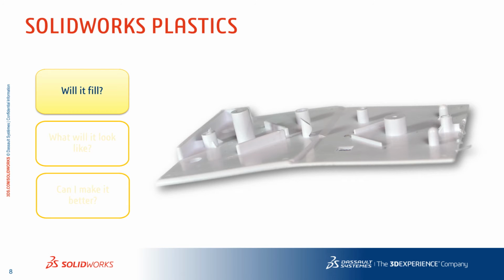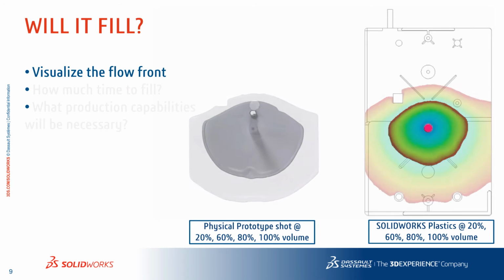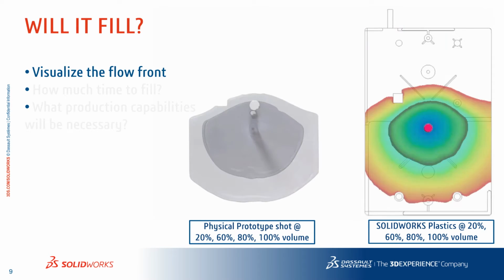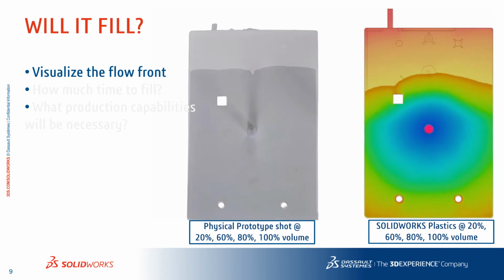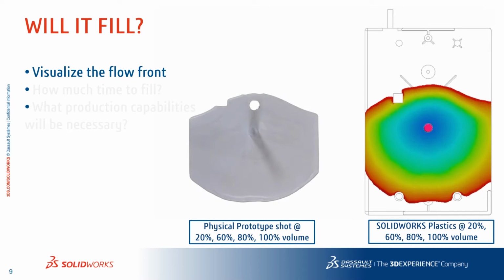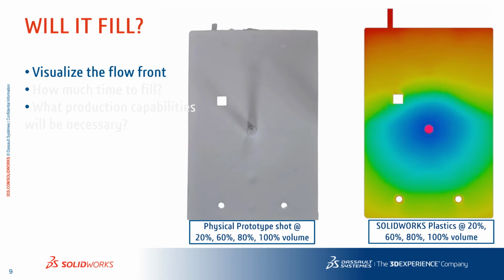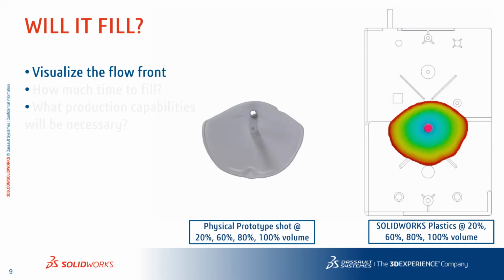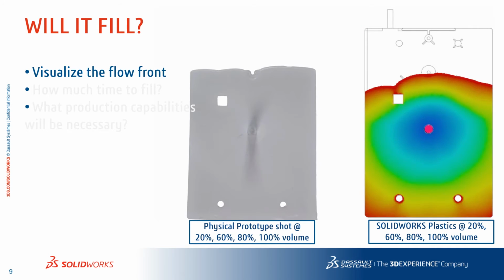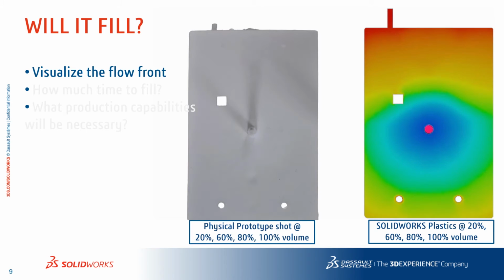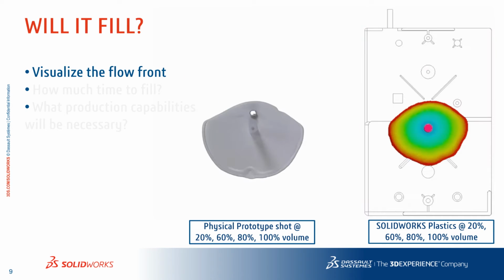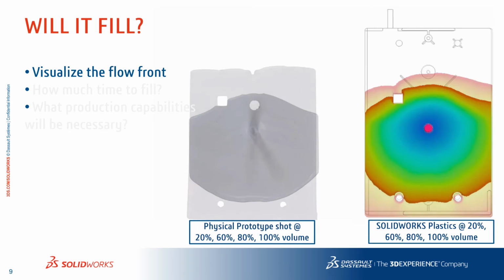So let's look at the basic filling of this part. And what you're seeing side by side is the physical prototype shot at 4 different volumes. On the right-hand side, you're seeing the SOLIDWORKS Plastics animation of that flow front. The first thing that stands out to me is the correlation, the matching, if you will, between what the digital prototype estimates and on the left-hand side actually running it in a physical mold. As a designer, I'm looking at the right-hand side. Are there nooks and crannies, thin areas where the plastic front can't reach? And what's the overall fill pattern look like?